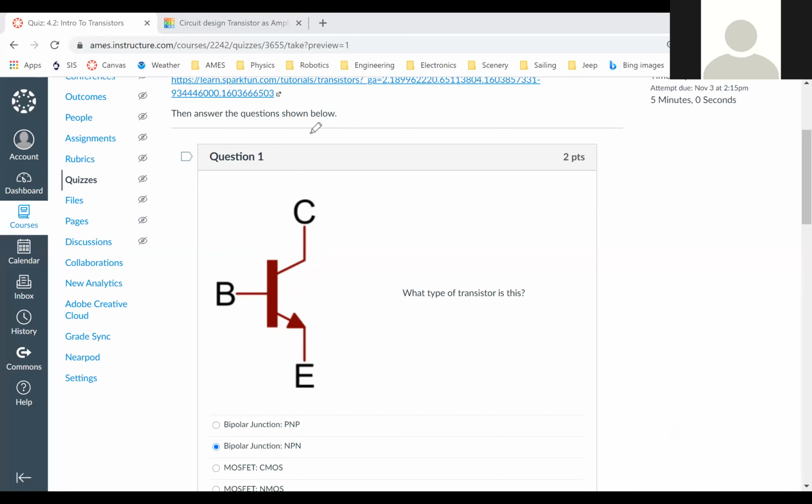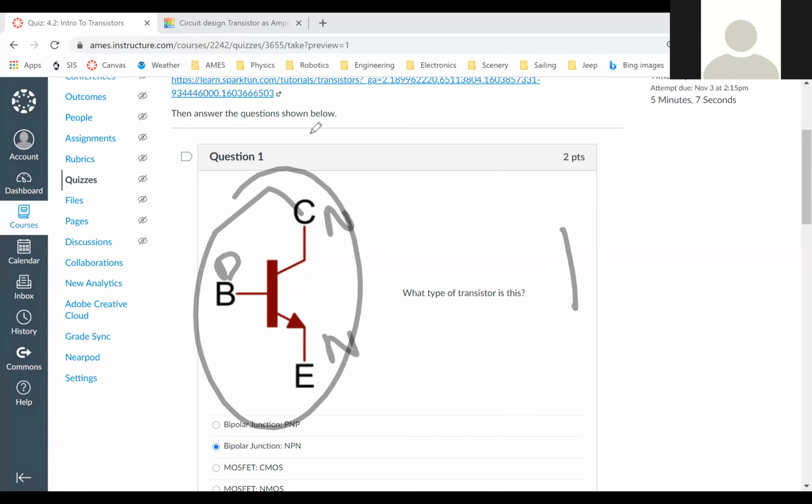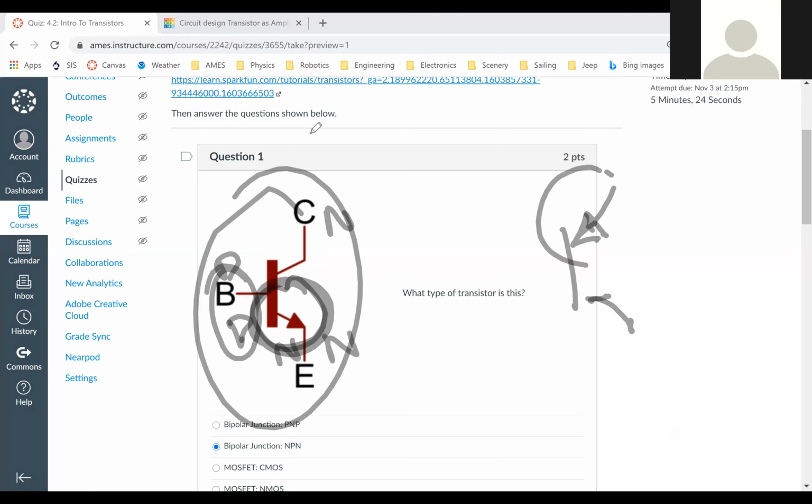Okay. So this one here is NPN, and then the other kind has the arrow like that. And so this is what you look at. This tells you that this is the PN junction right there, so that way you know that the base is the P. And so here you look at this.